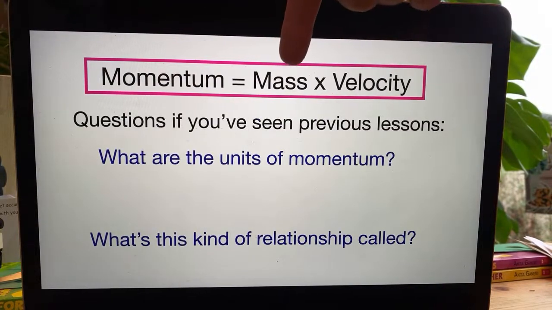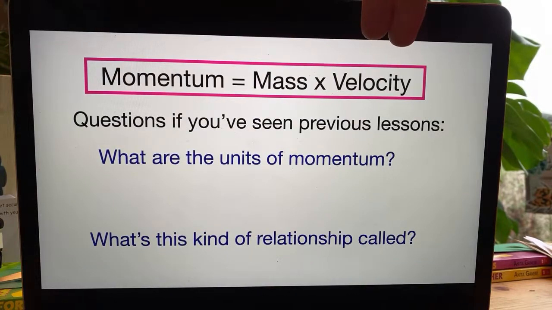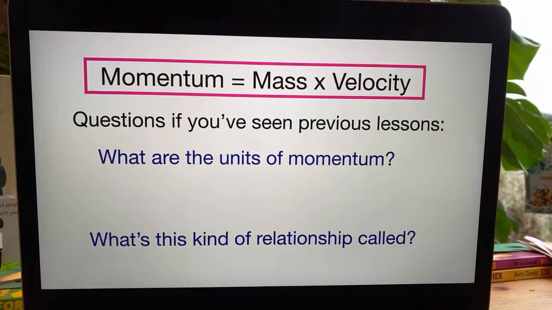So what are the units of mass? What do we measure mass in? What are the units of velocity? And if you times them together, what do you get? It's not a trick question. Just times the units together, and those are the units of momentum. And what is this kind of relationship called? We've just done Hooke's law, haven't we? What's it called if you just have a thing is a thing times a thing?